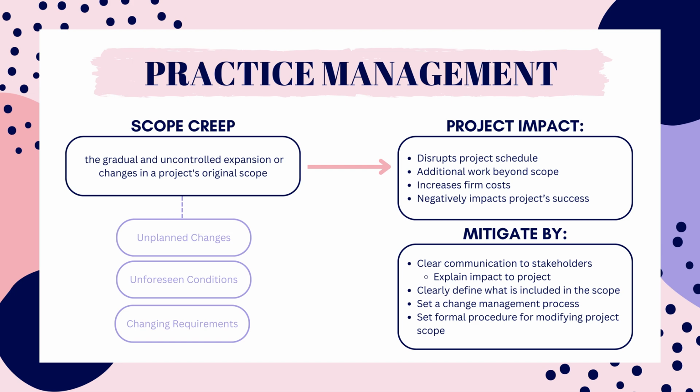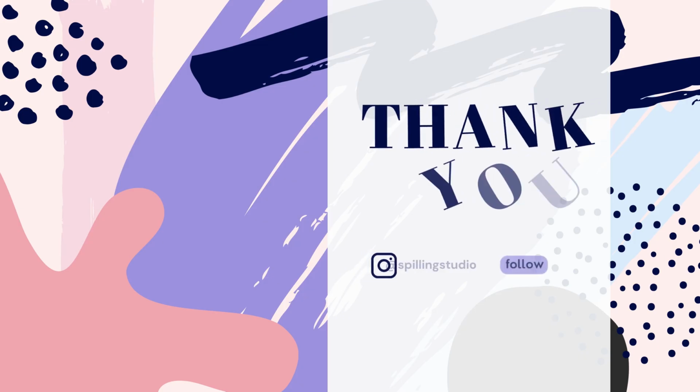Ways to mitigate this is primarily through communication. You need to clearly tell your client what is included in their scope and what isn't. When a client wants to make a change, you need to clearly communicate what those implications to the project are so they can make a fully informed decision. And finally, it's important to have a formal process for evaluating and approving any scope changes so it's clear what is and isn't accepted.